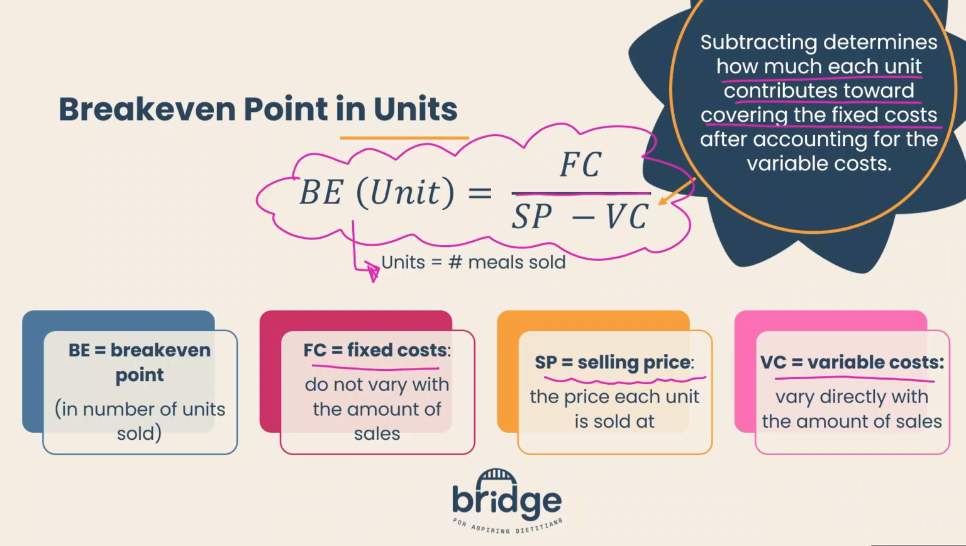So the formula tells you, how many times do I need to earn that contribution margin before I've paid off all of my fixed expenses? And once you hit that number, any additional sales are pure profit. So let's try to apply that with this freaky equation right here.